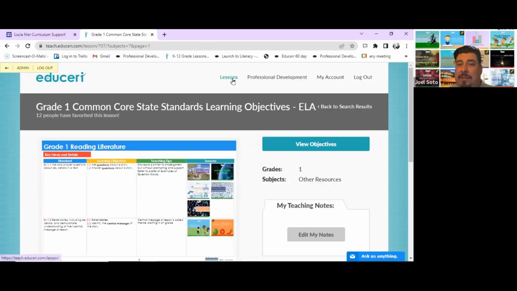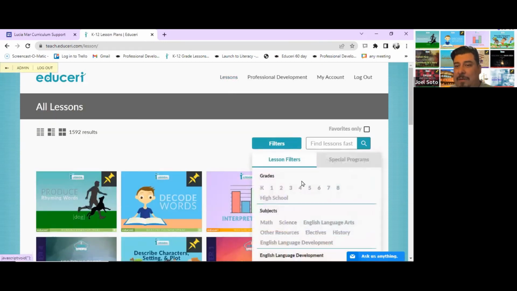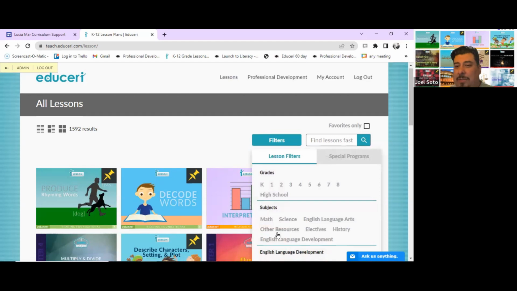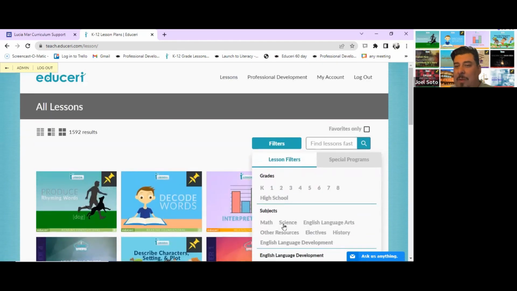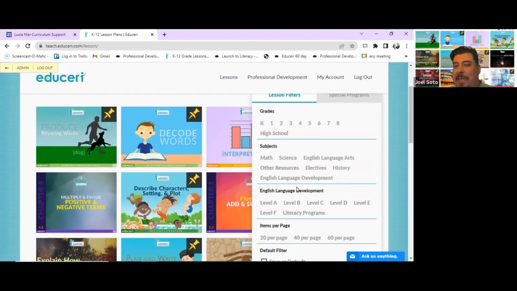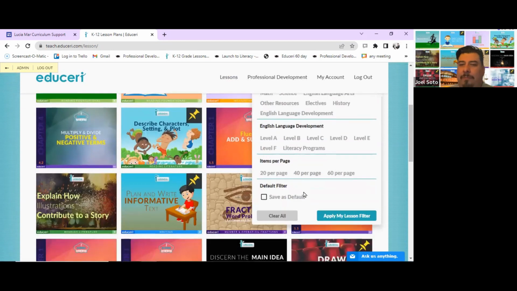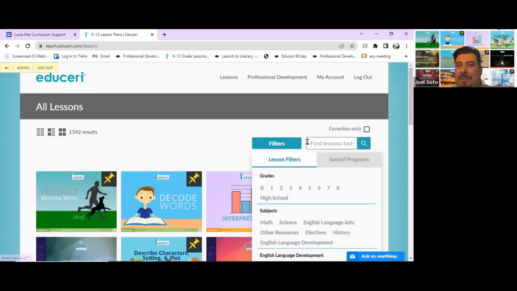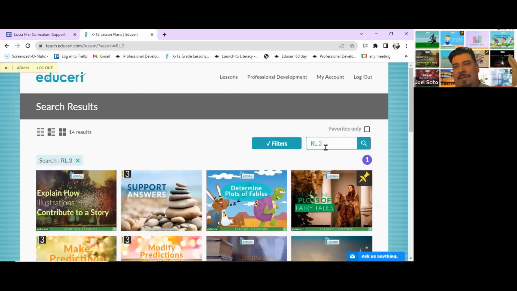All I did to get there was go to lessons, then filters, then other resources. Look at all the grade levels. We have math, science. If you want to pick out ELD one lesson at a time, which we do not recommend, but some people say this is what I need to do, then you hit apply my lesson filter. Also, if you happen to be one of those crazy teachers that actually memorizes the standards, you can type in the standards there. Just don't forget all the periods.